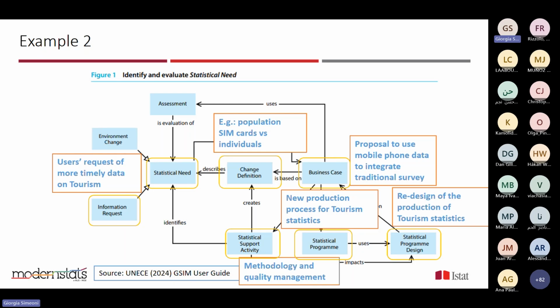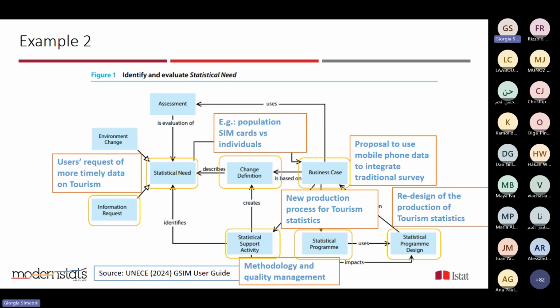So the business case that this statistical need generates is a proposal to use mobile phone data to integrate a traditional survey. Obviously, this proposal needs the statistical support activity of methodology and quality management to apply some definitions, adapt some definitions, or define a new methodology, and evaluate the quality levels of this data. And so they will make a change definition to describe the statistical need better.